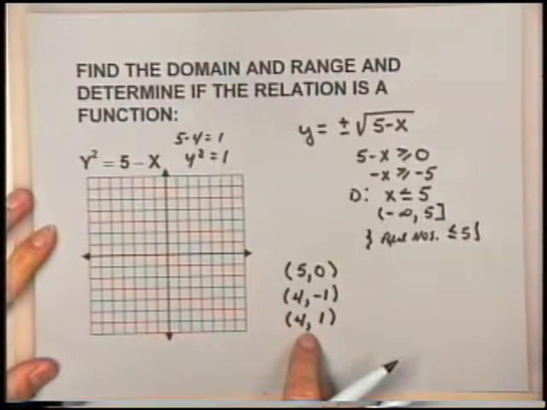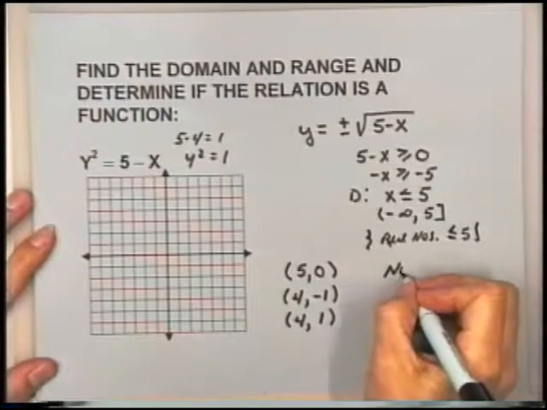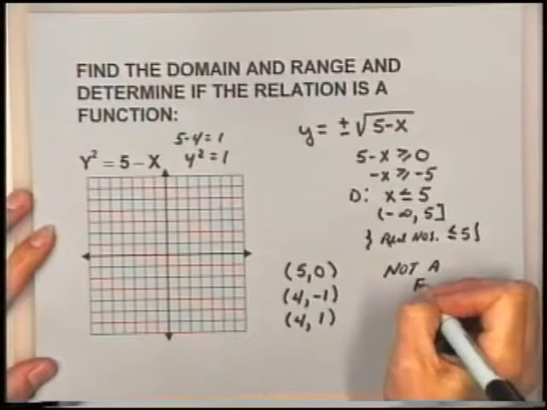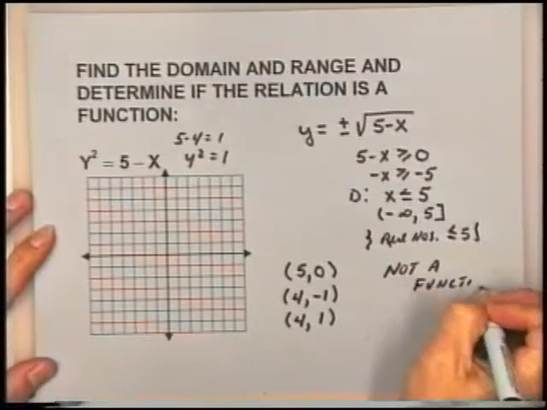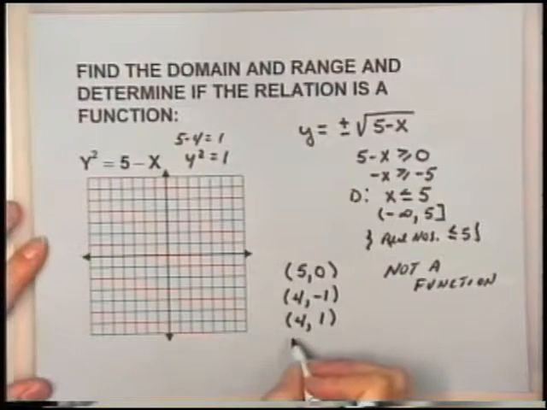Now you might notice right here, I have two different ordered pairs that have the same first coordinate. Can this be a function? No, this is not a function, and we'll illustrate again with the vertical line test in a moment when we go to the graph.